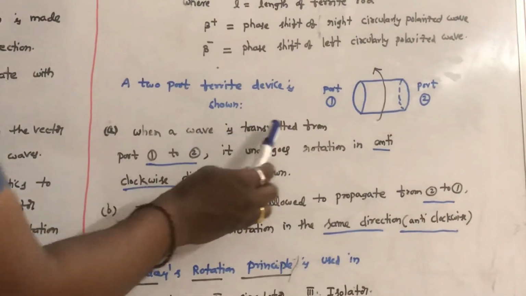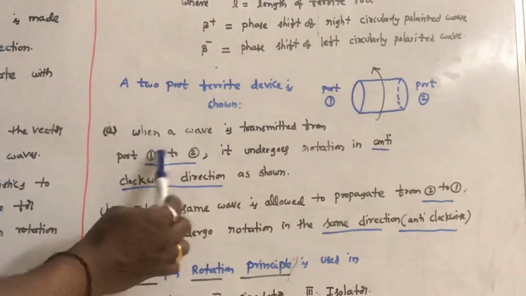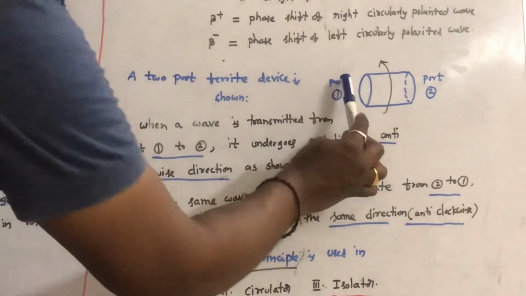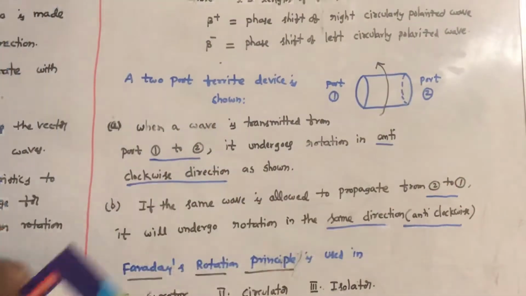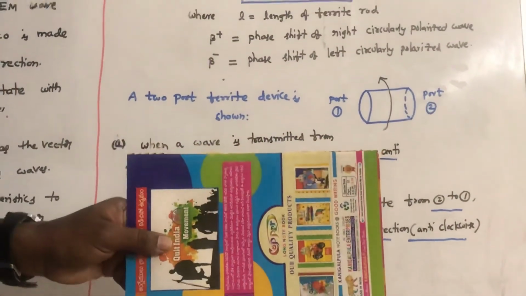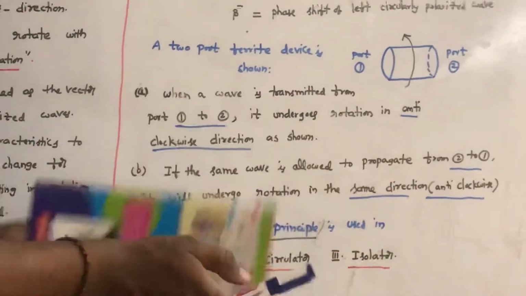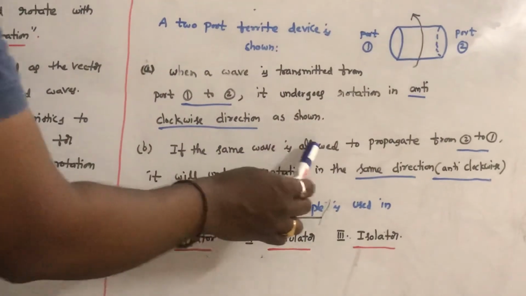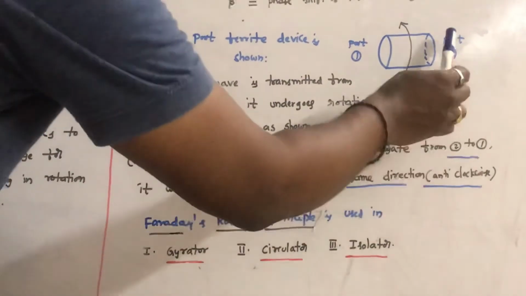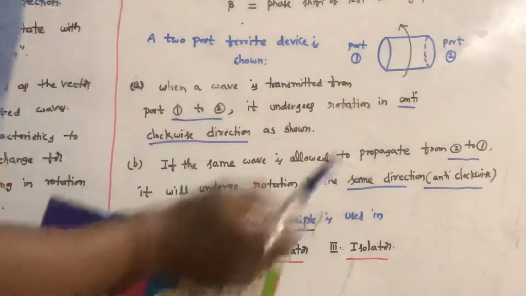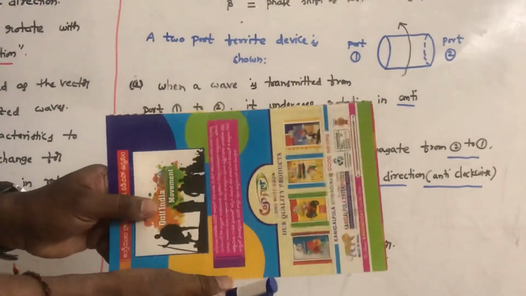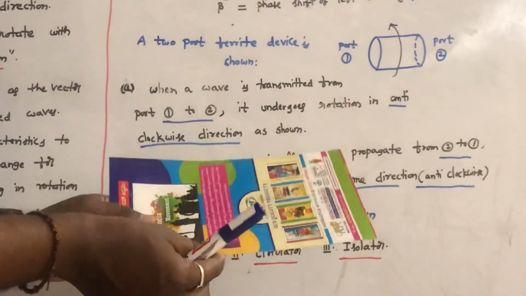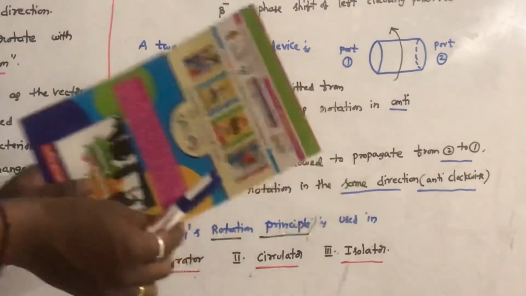When a wave is transmitted from port 1 to port 2, it undergoes rotation in the anti-clockwise direction. As I mentioned, when the wave travels from port 1 to port 2, the plane of polarization changes in the anti-clockwise direction. So let us see when the wave is propagated from 2 to 1. If the same wave is allowed to propagate from 2 to 1, the plane of polarization changes in the same direction. As I mentioned earlier, the plane of polarization changes in the same direction. So this is a very, very important characteristic.